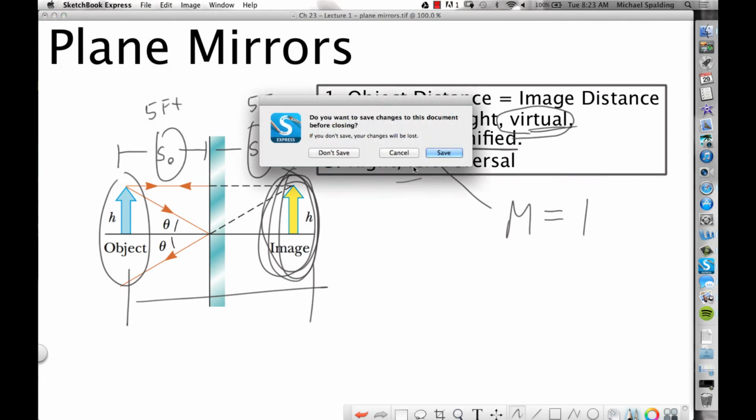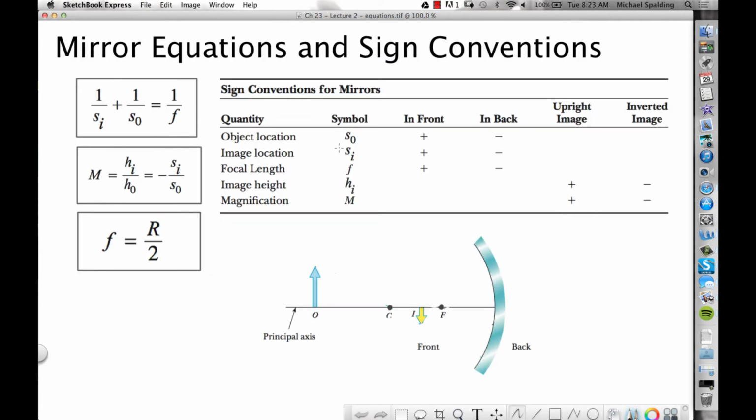Okay, equations. Here are the equations that you're going to be using to solve mirror problems. The first two equations are the ones you're really going to be using. This third equation, we talked about it already. What's the third equation telling us? The focal length is half the radius of curvature.